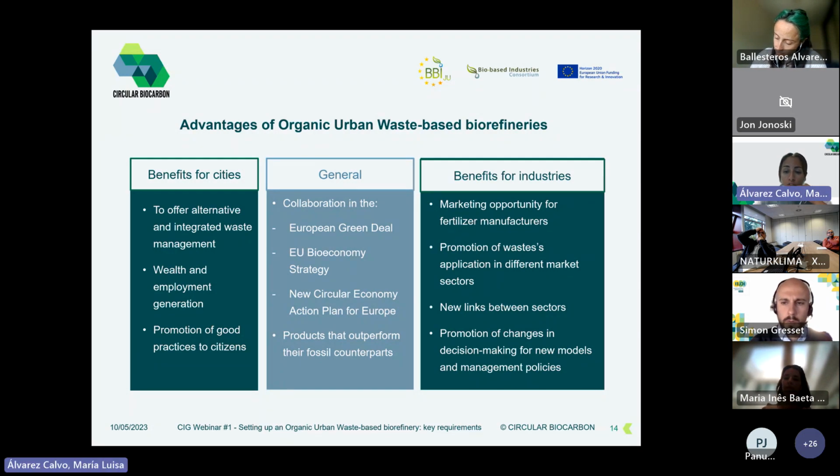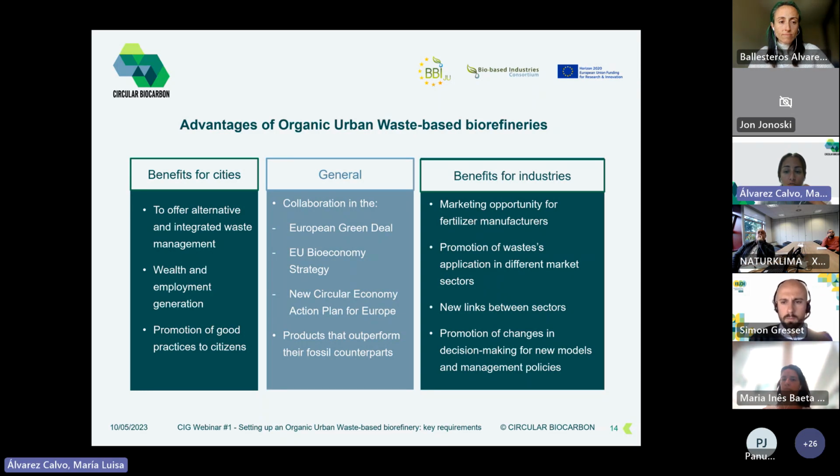According to the benefits for cities, we can see that biorefineries offer citizens an alternative integrated management of liquid plus solid wastes produced by civil activities. Also, the biorefineries will generate wealth and employment through technologies that respect the environment. Also, they will promote good practices to citizens.